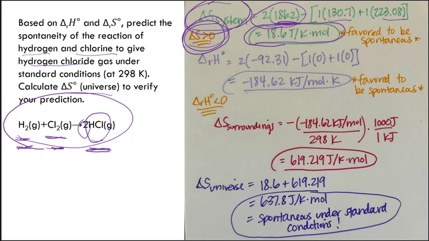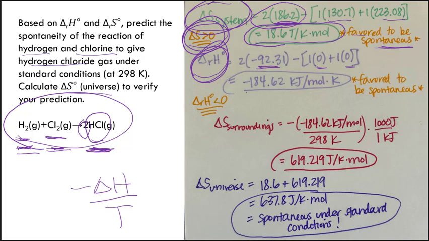So the delta S of my system is greater than 0. It's favored to be spontaneous since it's a positive value. Let's look at the surroundings. Our surroundings, remember, is negative delta H divided by T. So we've got to find delta H. Look up the delta H for those 3, plug them in, and I got negative 184.62 kilojoules per mole.